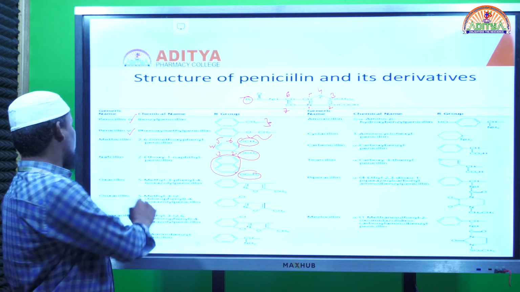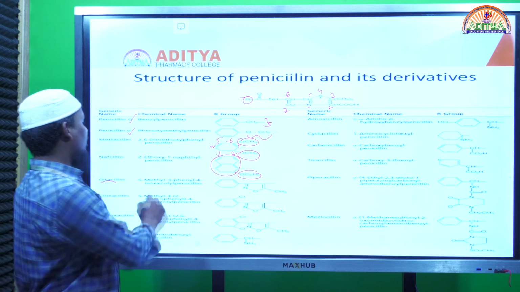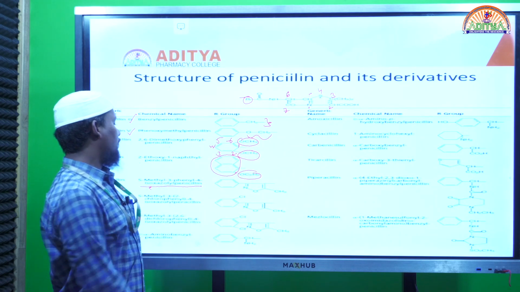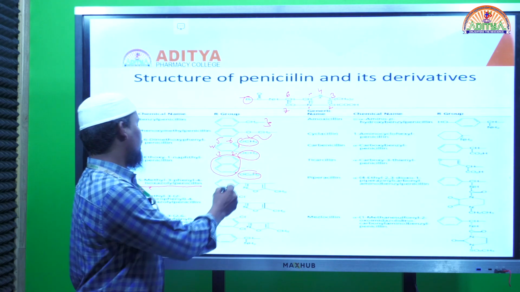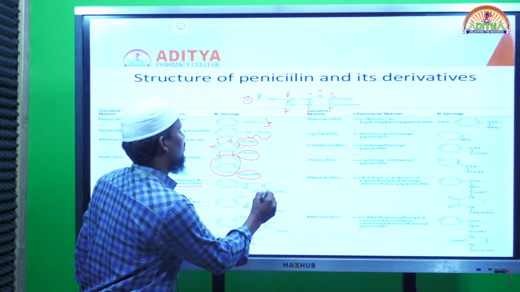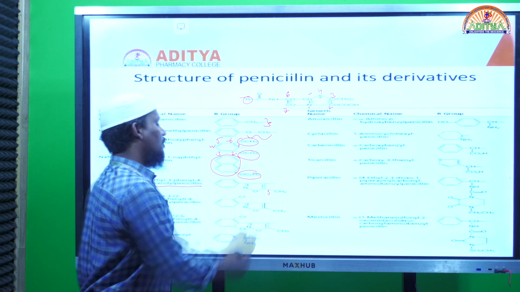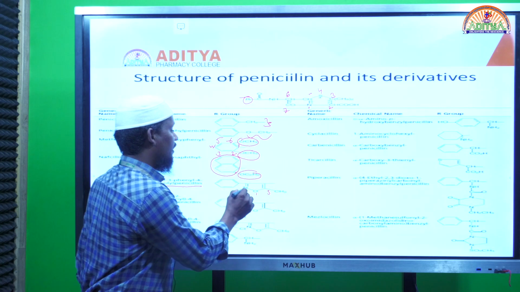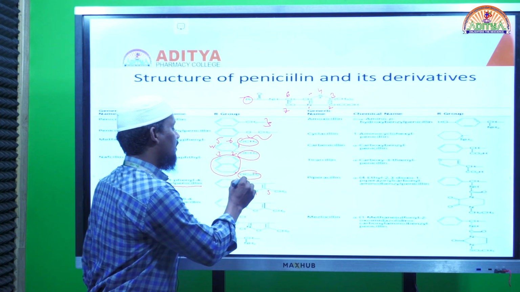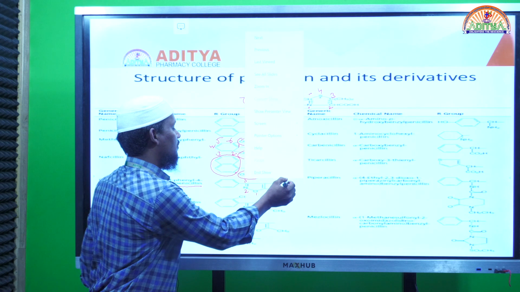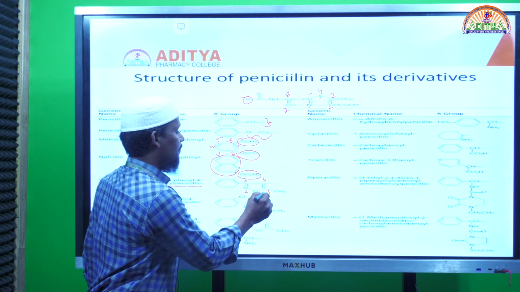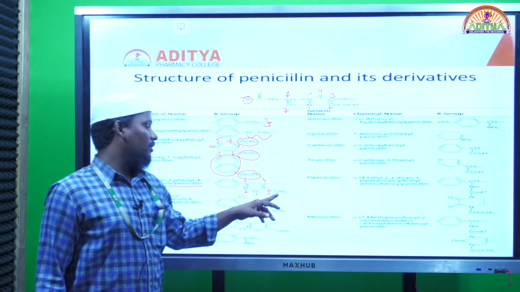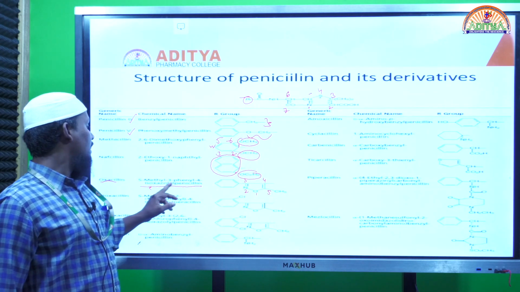And this one is oxacillin. Oxacillin means 5-methyl-3-phenyl-4-isoxazolyl penicillin. This is the first position. According to the heterocyclic nomenclature, we give the first number to oxygen and the second number to nitrogen, and the carbon is third, and this one is 4, and this is the fifth position. At the fifth position a methyl group is there, so 5-methyl and 3-phenyl.